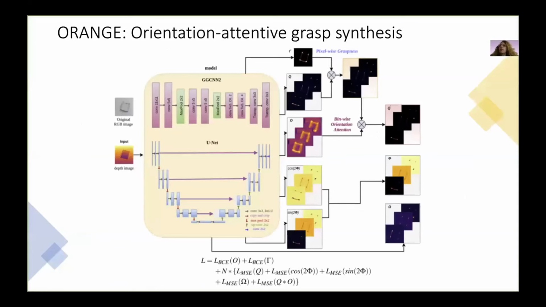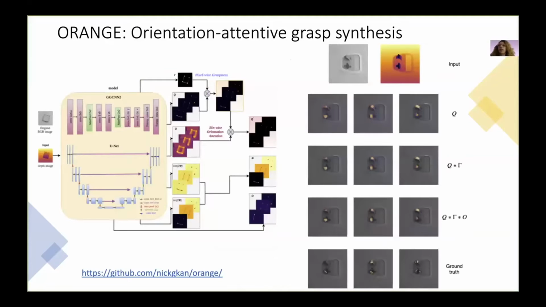For the grasp synthesis problem, we propose Orange, an orientation-attentive grasp synthesis framework that is model agnostic and can be combined with any CNN-based model that is able to provide the segmentation. In this work, we combine Orange with GGCNN from Morrison et al. and UNet that are both capable of performing segmentation, and we will prove that both of these networks perform better under the Orange framework.